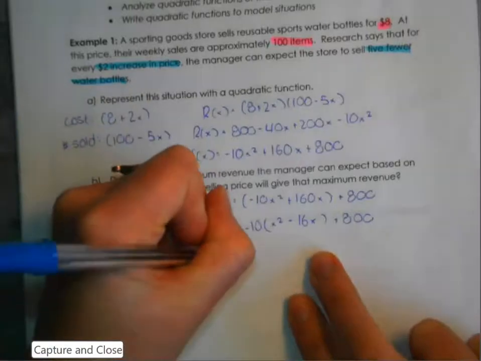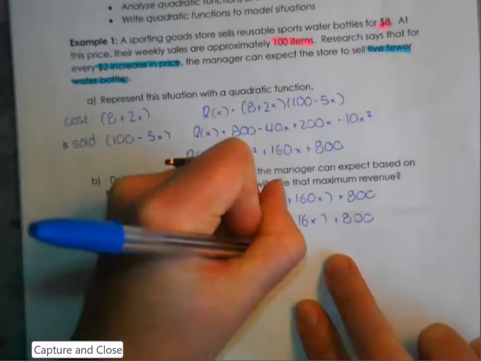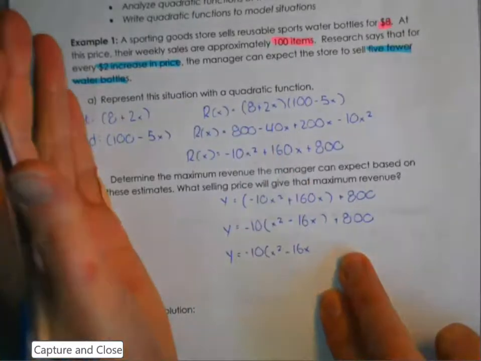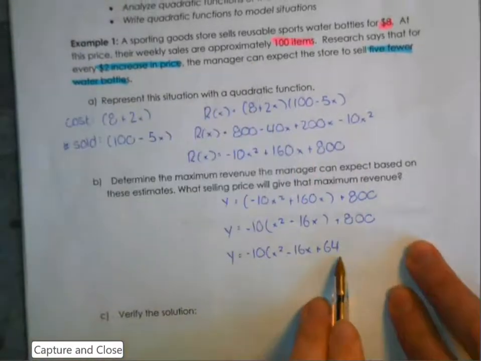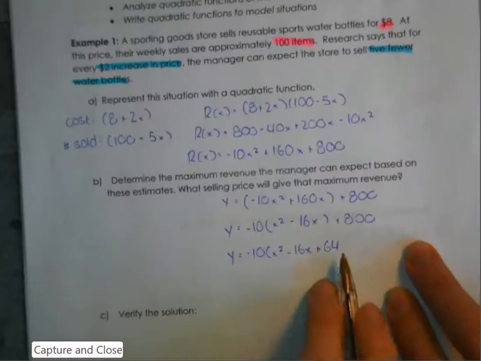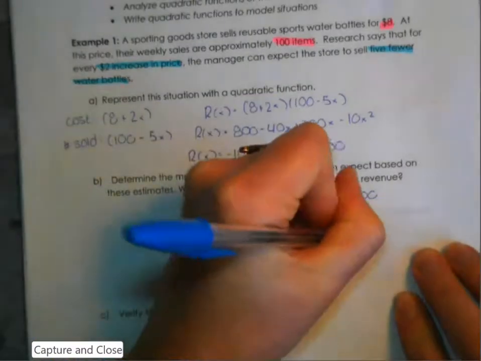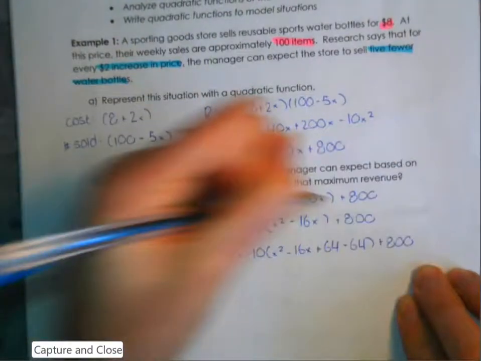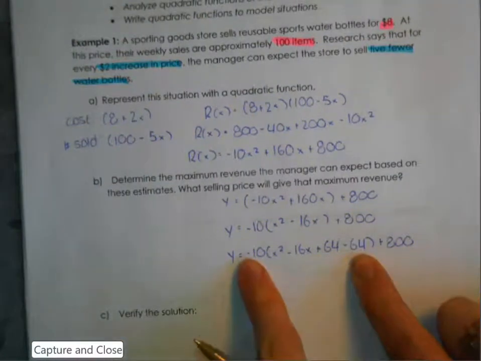So now we can say y is equal to negative 10 times x squared minus 16x, and then remember you want to add the 64 that we just calculated because that's going to complete our trinomial. But because we can't just add a number into an equation, we need to balance it out by subtracting off the same value. And then plus 800 outside the bracket stays the same. Now these two numbers are both being multiplied by negative 10.